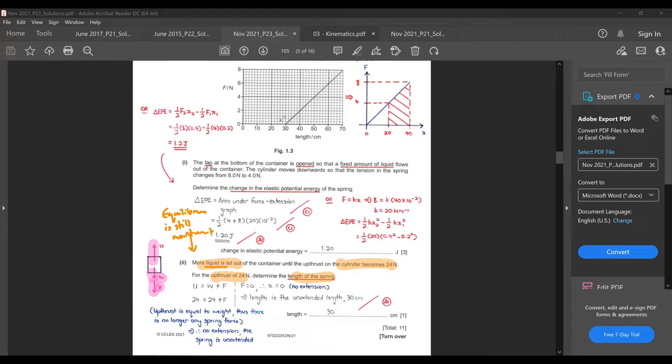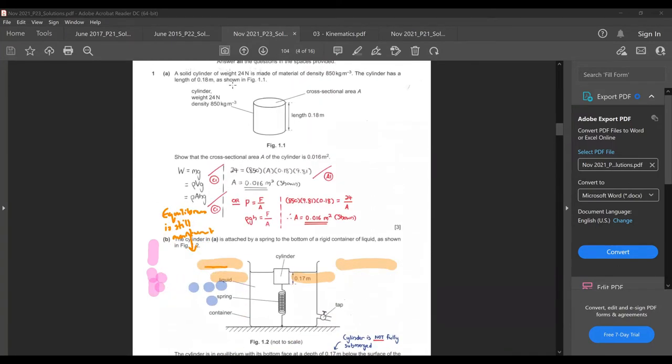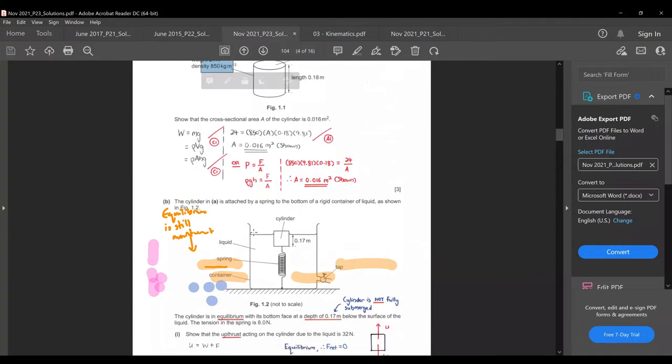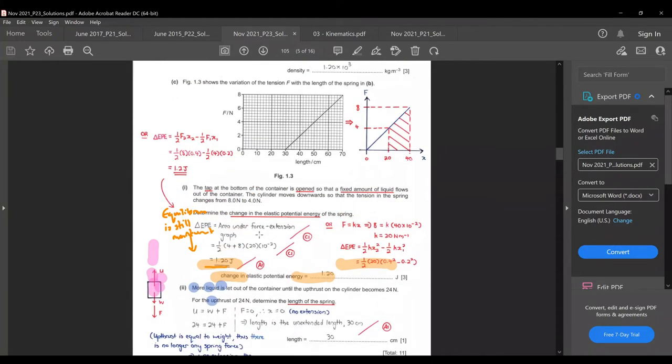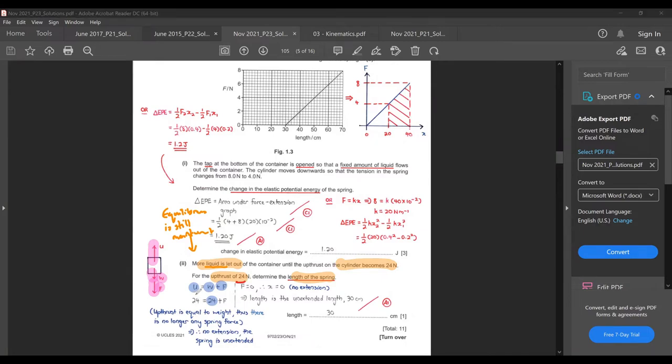So since it is still at equilibrium, we know that up thrust is equal to the weight plus the spring force. The weight remains at 24 newton. We already know the value of the weight from earlier. The weight of the cylinder is 24 newton. It won't change no matter what we do. And now they tell us that the up thrust itself has changed to 24 newton. So if we put in the value of up thrust being 24 newton, the spring force is just going to be equal to zero.